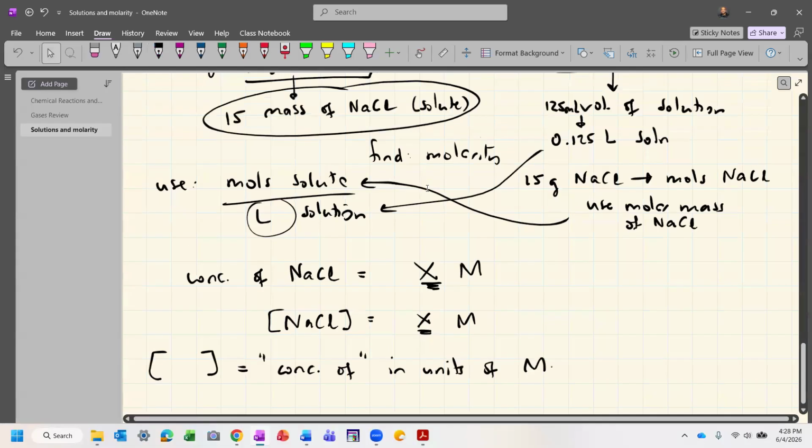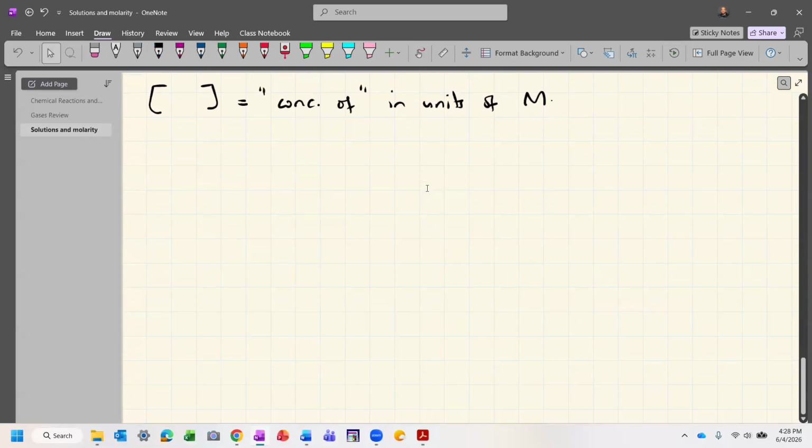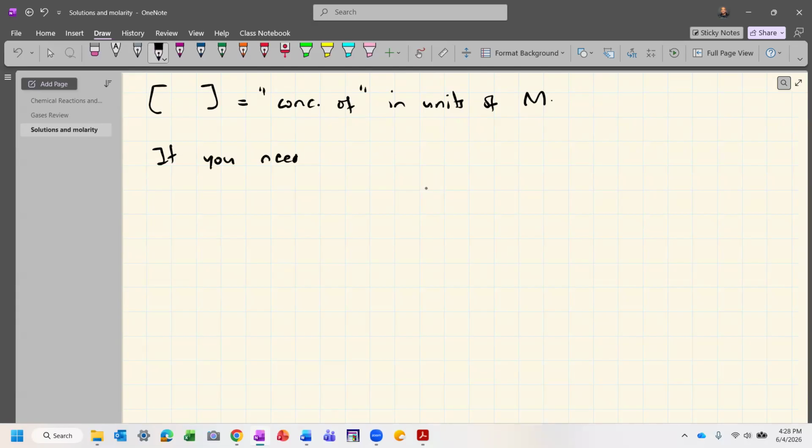You need moles of the solute divided by the liters of the solution. Now, if we wanted to make that solution, if you needed to make, let's say, 500 mL of a 1 molar NaCl solution, right? How would you actually make that?